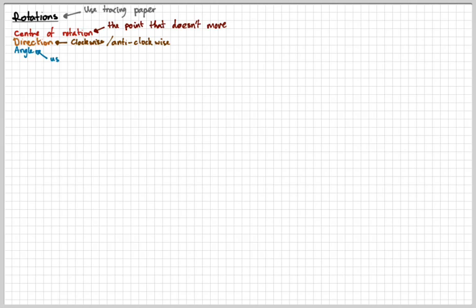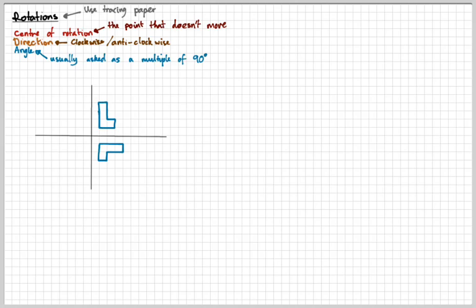Okay, and the angle, usually at GCSE they're going to be multiples of 90. Occasionally you might get a 45 degree angle, but rarely. Multiples of 90 being 90, 180 degrees, or 270 degrees.